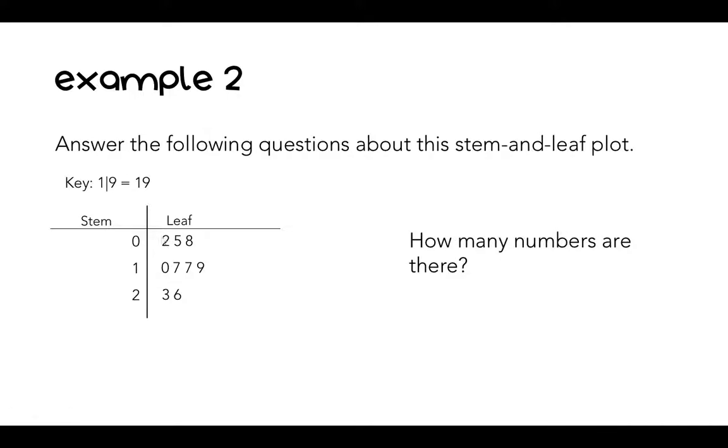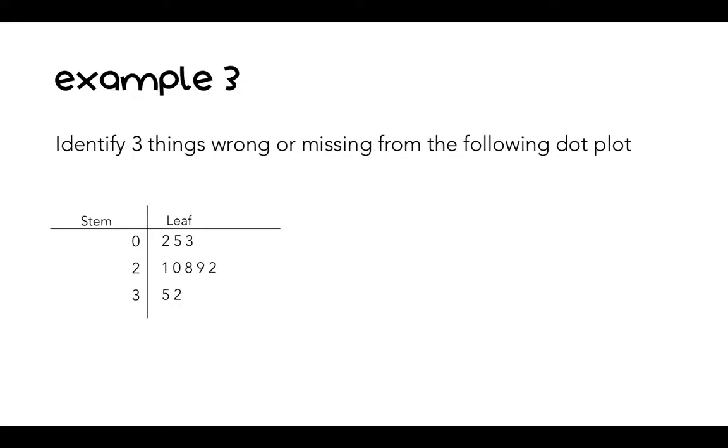How many numbers are there? Okay, so count them up. Pause it, count them up. So you have 1, 2, 3, 4, 5, 6, 7, 8, 9. So it's 9 numbers. We don't include the key, because remember the numbers are 2, 5, 8, 10, 17, 17, 19, 23, 26. What is the most common number? So pause it and write it down. So you should have had the number 17. So well done if you got that.